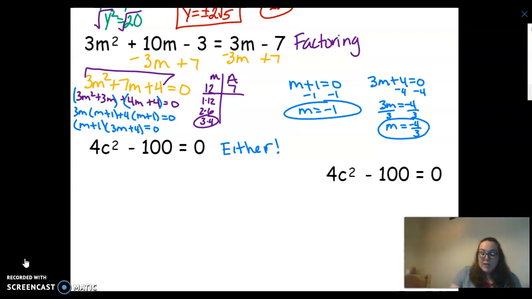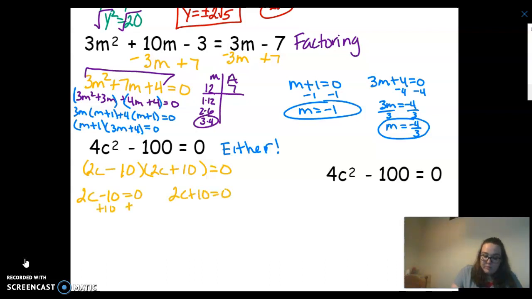If I'm solving using factoring, when I have a perfect square with a difference, remember, I can square root both terms, add a plus, and add a minus. Now, I would set each equal to 0. 2c minus 10 equals 0. 2c plus 10 equals 0. And I would solve.